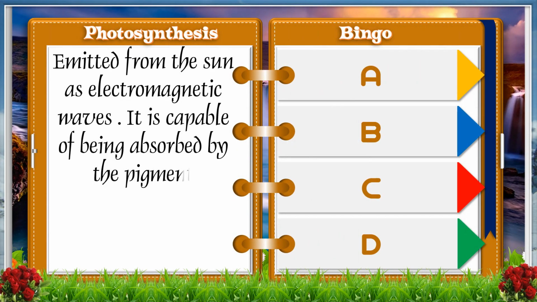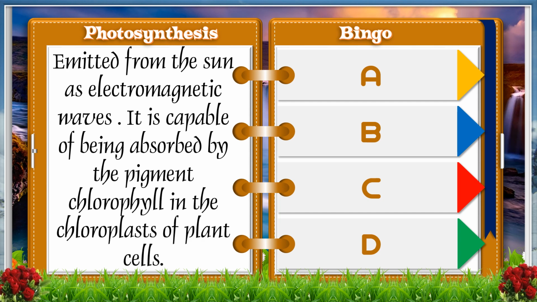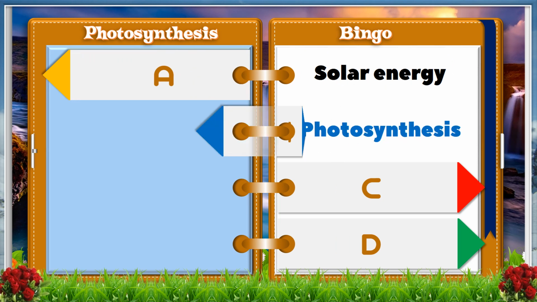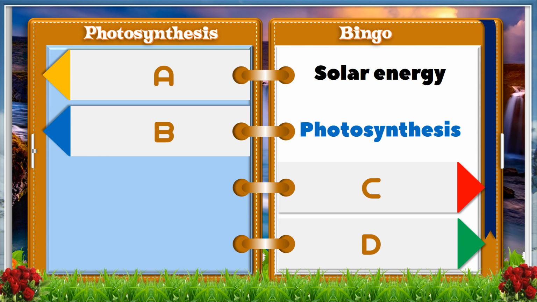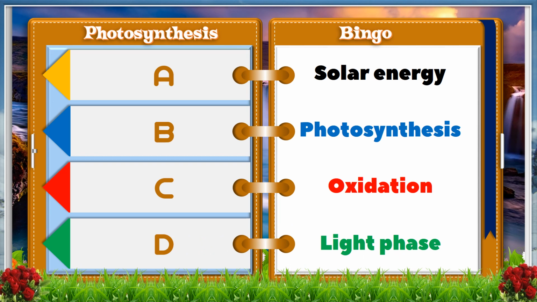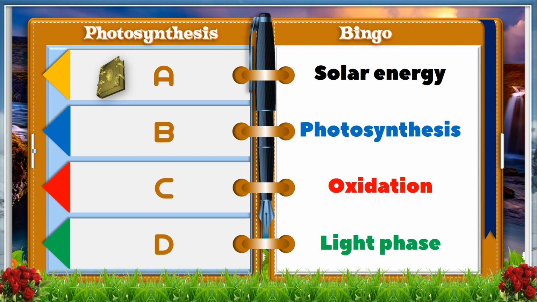Emitted from the sun as electromagnetic waves, it is capable of being absorbed by the pigment chlorophyll in the chloroplast of plant cells. A. Solar energy. B. Photosynthesis. C. Oxidation. D. Light phase. And the answer is A. Solar energy.